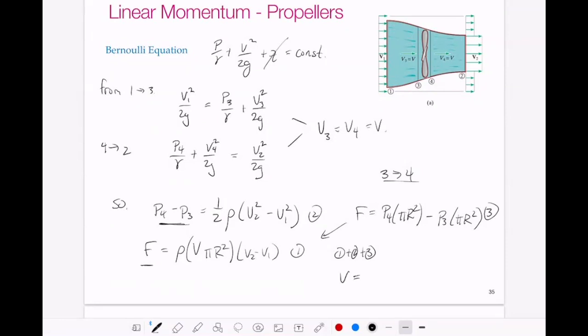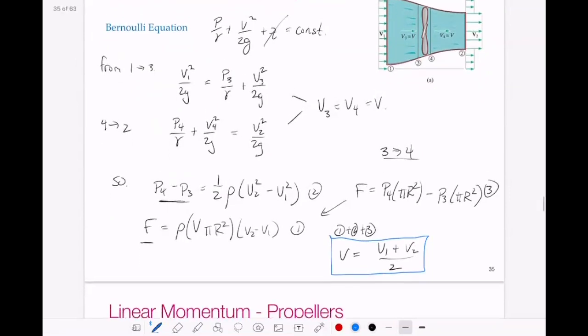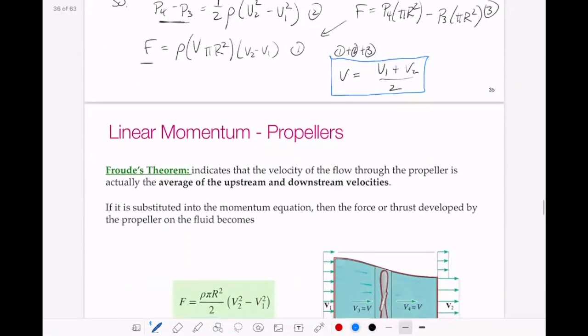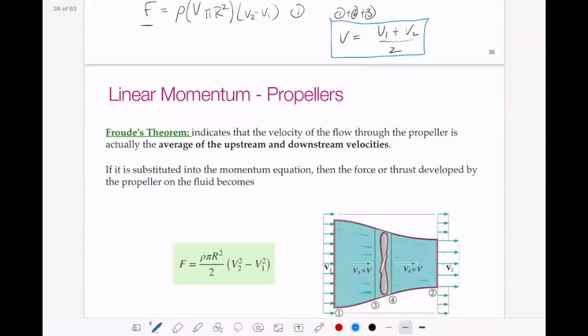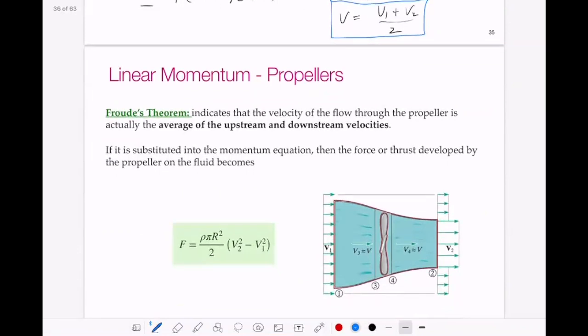velocity V is equal to the velocity at 1 plus the velocity at 2, divided by 2. So this seems like a lot of extra work just to prove that the velocity in the middle is equal to the average velocities. And it's actually so important that it's been developed into what's now called Froude's theorem. This indicates that the velocity of flow through the propeller is actually the average of the upstream and downstream velocities.